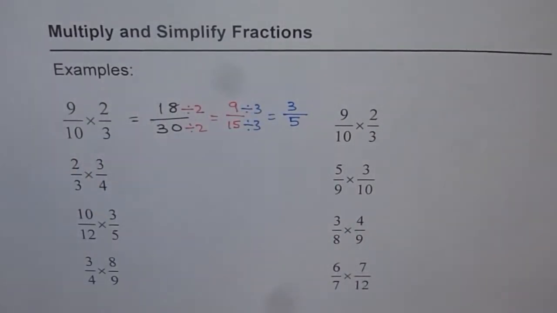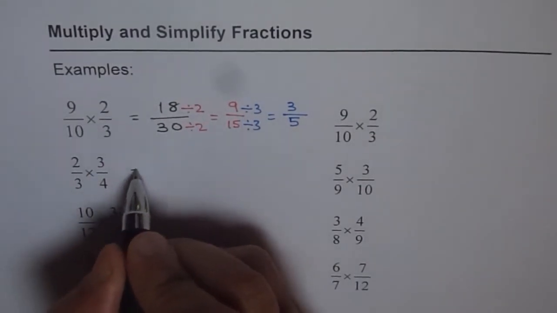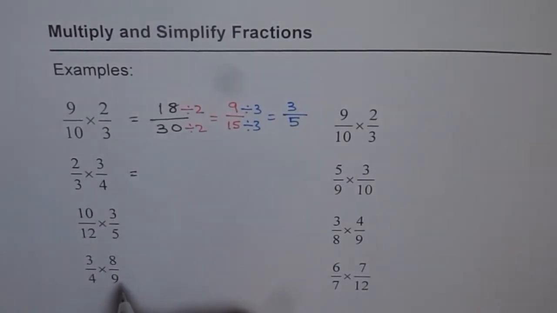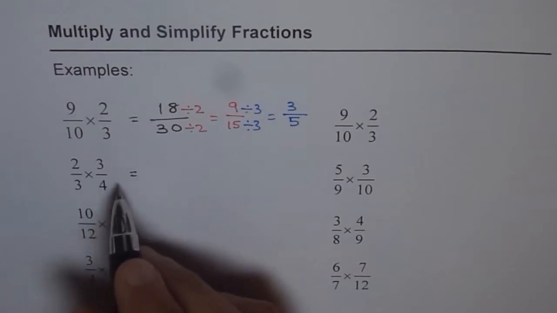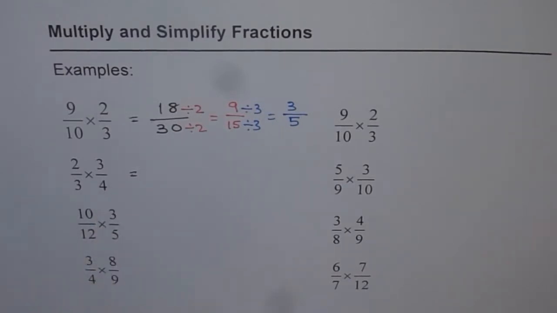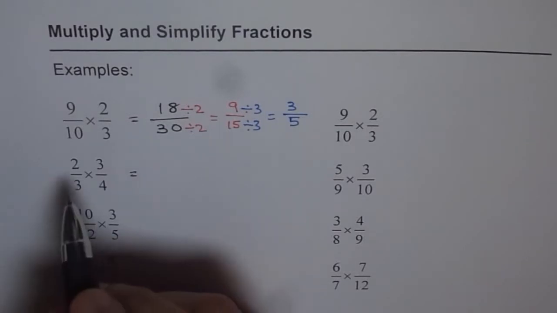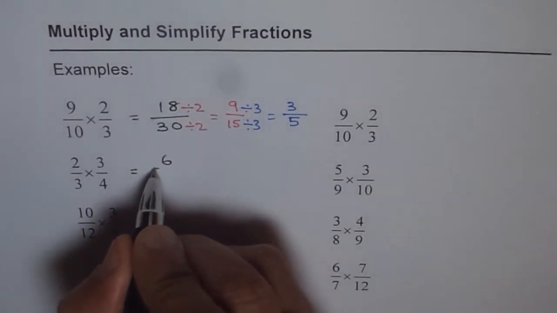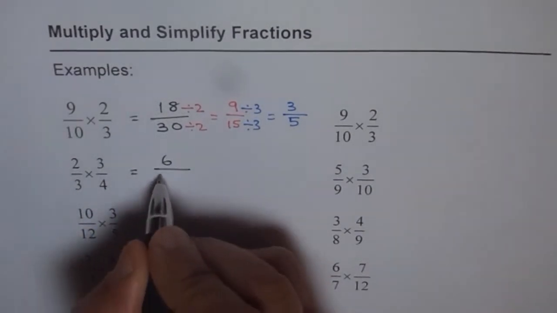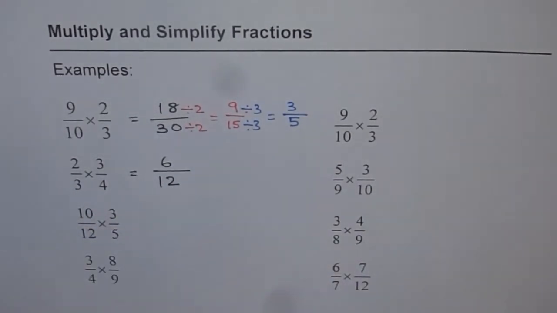Okay, so let's do some more. So this time we have 2 times 3 in the numerator and 3 times 4 in denominator. At this stage, you can pause the video, answer these questions, and then watch the solution. Okay, so let's do it. 2 times 3 is 6. 6 comes in the numerator, 3 times 4, 12. We get 6 over 12.